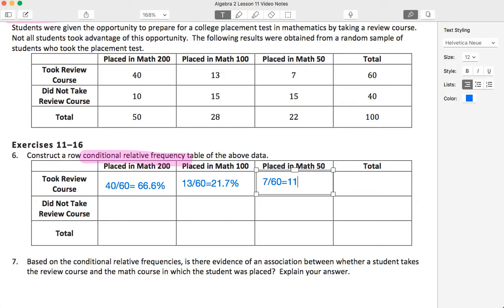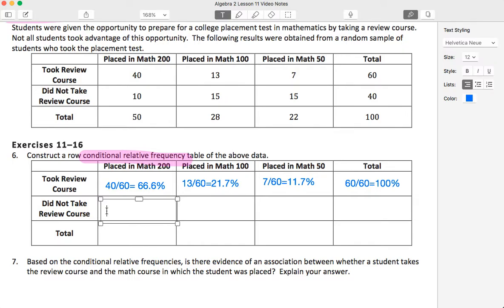See what happens? When you study, sometimes you still get placed in Math 50. I'm just kidding. 60 divided by 60, and we know that equals 100%. For conditional relative frequencies, that makes sense to have the total column be 100.